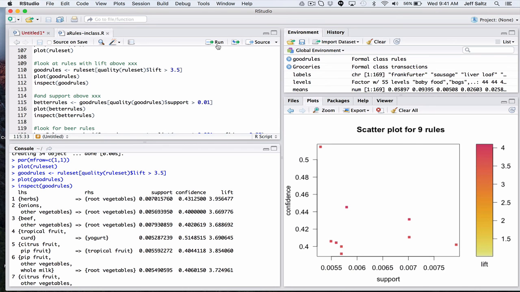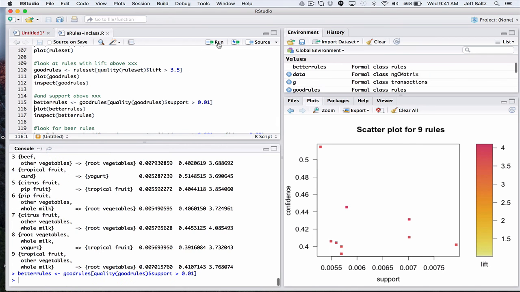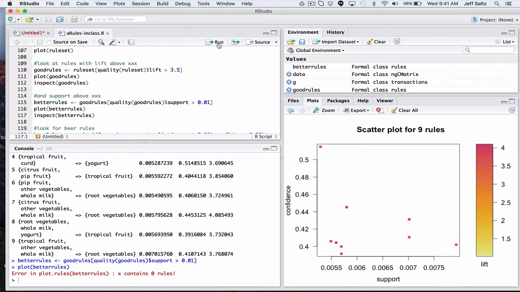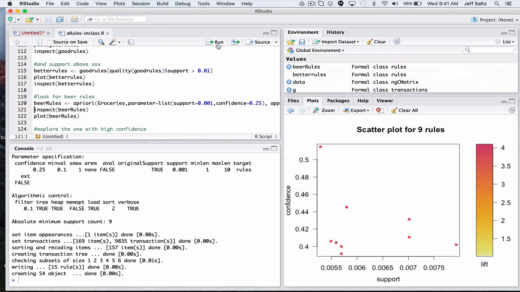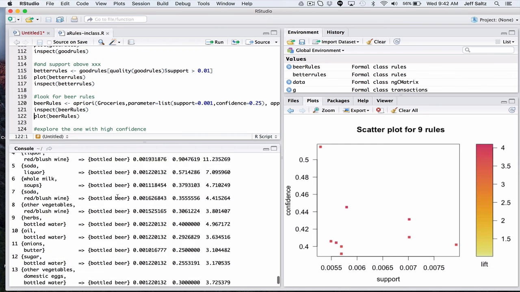Now we can kind of take a look at where there's support. Plot those. No rules. Let's go back and look for beer. So we have beer. We'll try to predict beer. And again, we have confidence and support, so pretty low because of kind of this data set. You can inspect those rules.